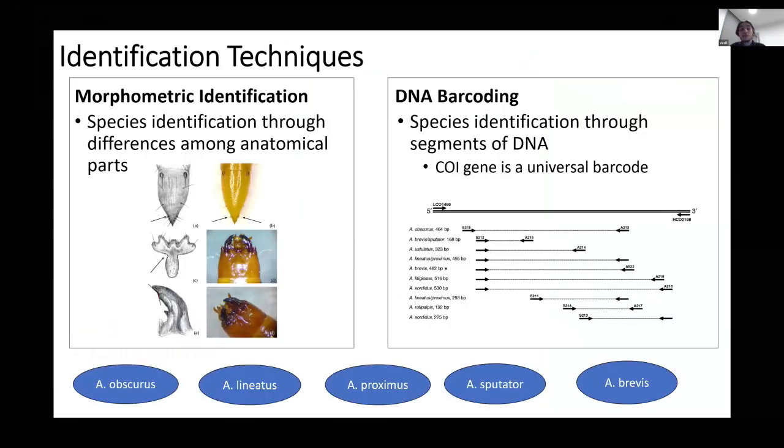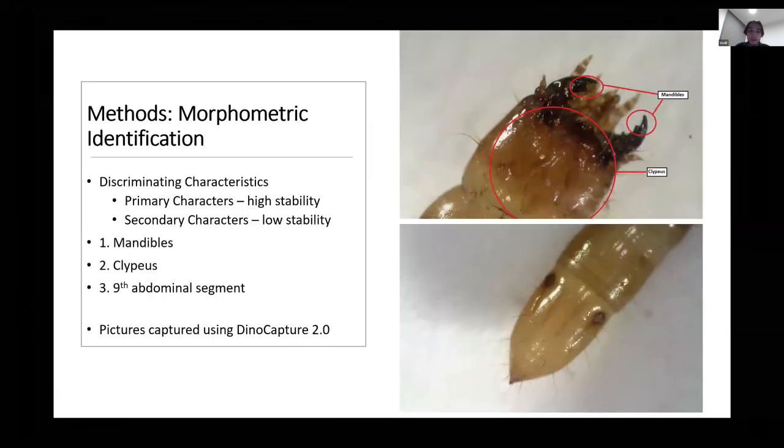To start off, as I mentioned before, the two main techniques I used were morphometric identification, which distinguishes between species through their anatomical parts, and DNA barcoding using segments of DNA, in this case the COI gene as a universal barcode to molecularly identify these species. I specifically only looked at 5 of the 9 economically important species: Obscurus, Lineatus, Proximus, Sputator, and Brevis, since these are native to the UK.